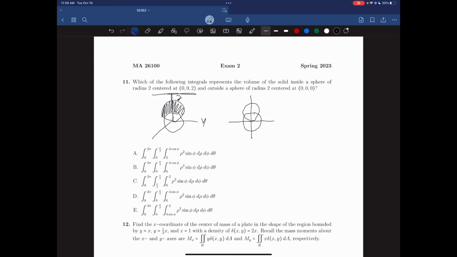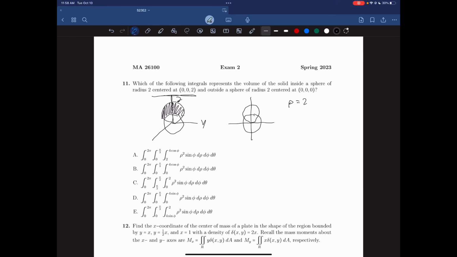And if you can see, the rho value should be going from 2 to 4, where the 4 is the maximum. But this 4 is also going to change depending on where we're going, because this is not a constant rho value. That is going to depend on the phi value, just because the sphere is shifted up. It's not centered at 0, 0, 0. So C is not going to be our answer, and E is not going to be our answer. And B is not going to be our answer because we should be starting at 2, and D is not going to be our answer. So A should be our answer.